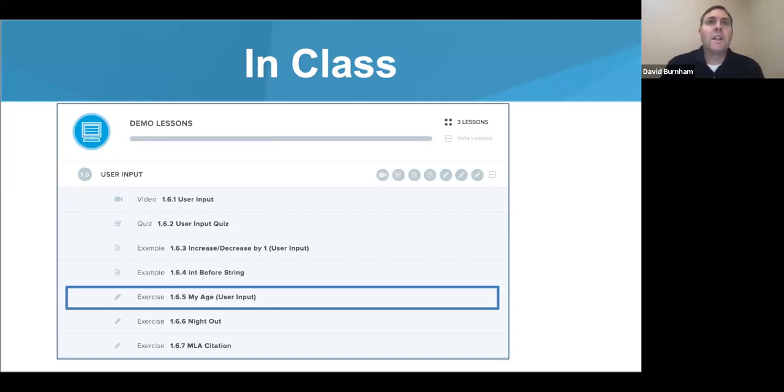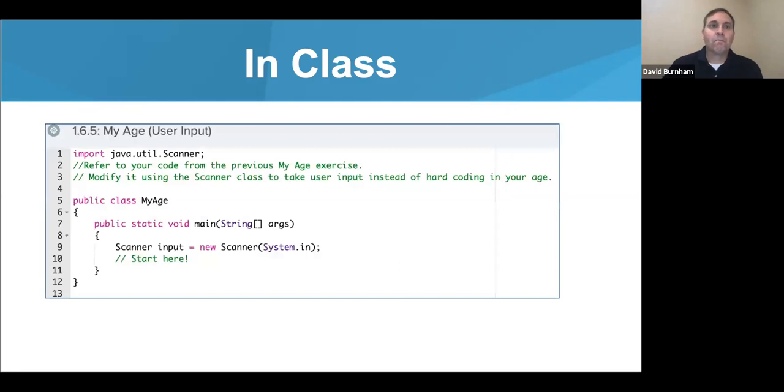So in a minute, you're going to navigate to exercise 1.6.5, My Age. This exercise builds on a previous exercise that you would not have yet completed, but students would have completed at this point. They would have had a hard-coded value for age and then printed out some information. For today, I want you to prompt the user for their age and print out their age. But let's take a look before we actually get started on it.